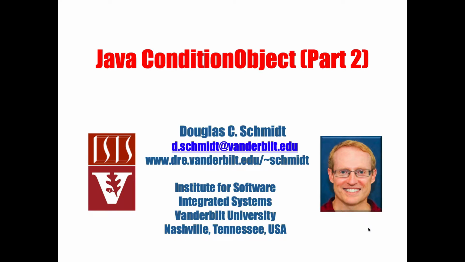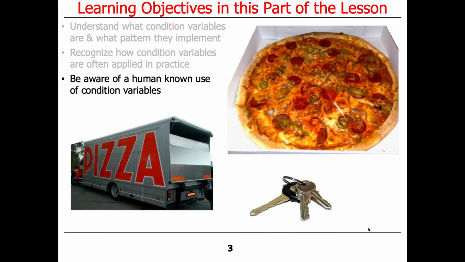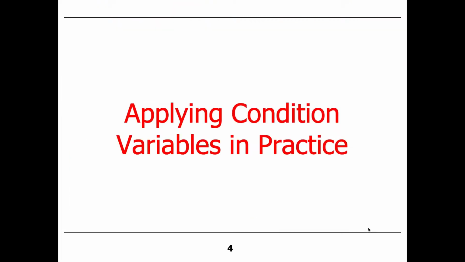So what we're going to do in part 2 of this lesson is talk about how condition variables can be applied in practice, and I'll talk about a human known use. We may or may not have time to talk about this in its full-blown glory, but it's a cool example.